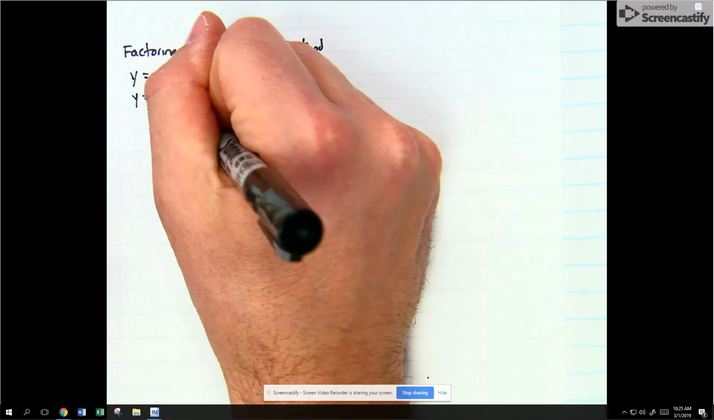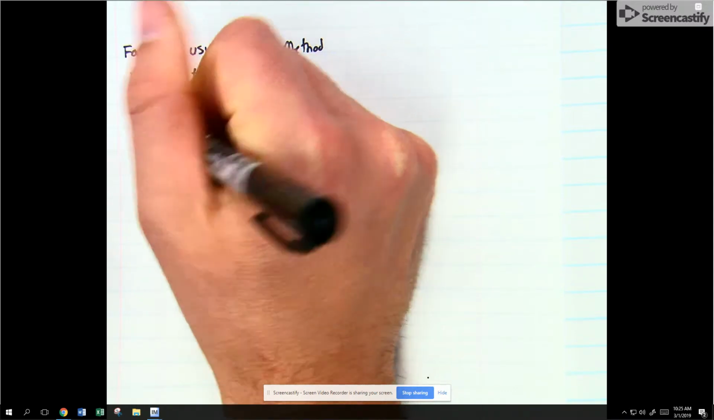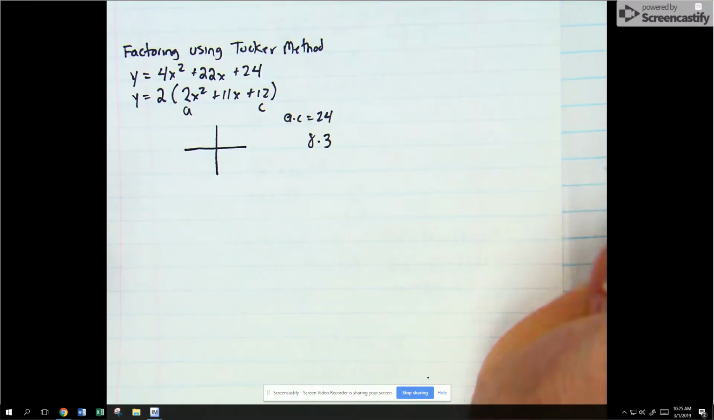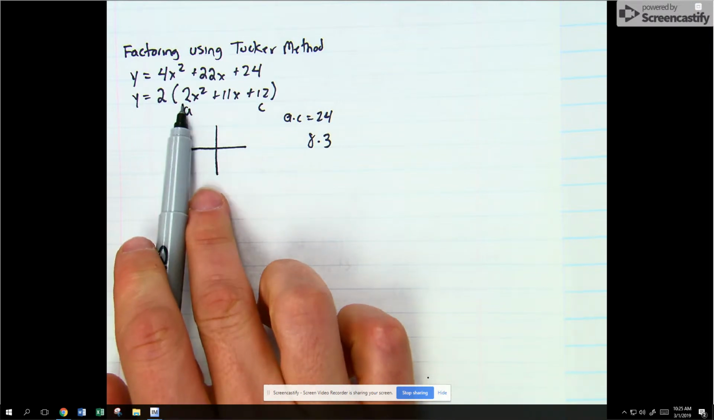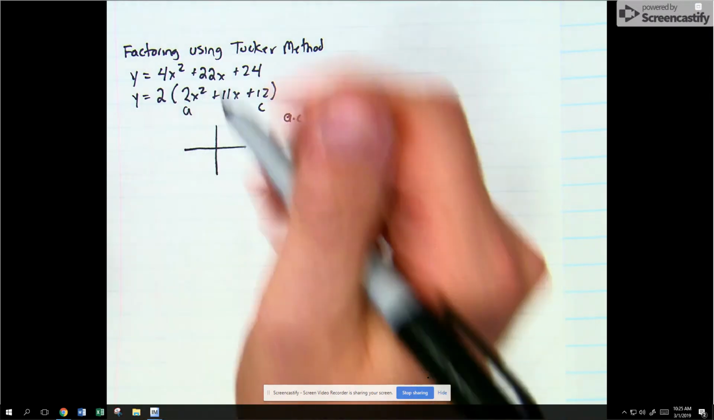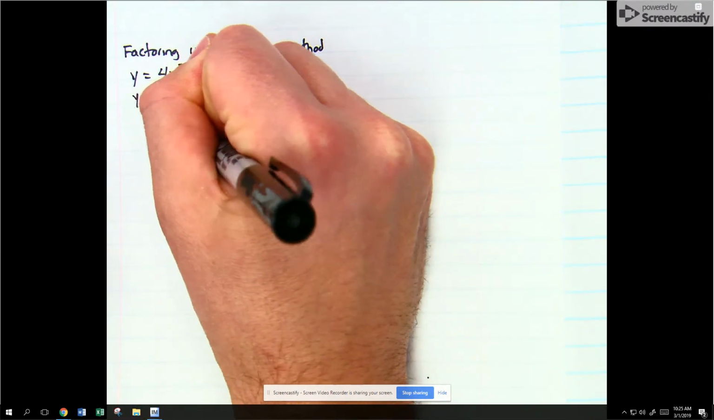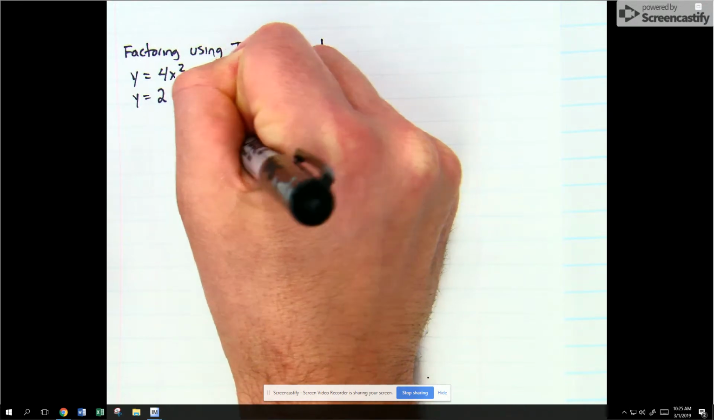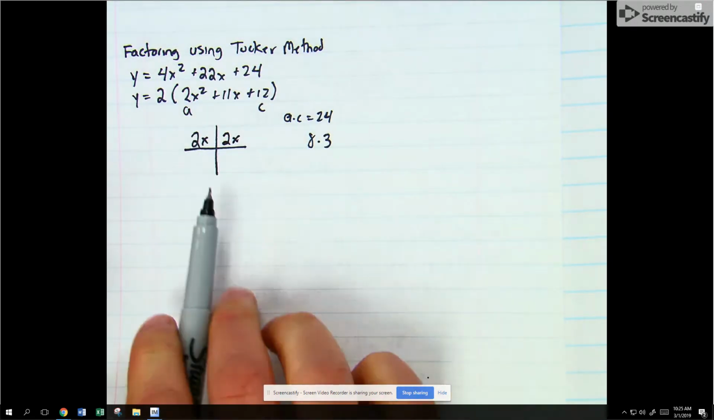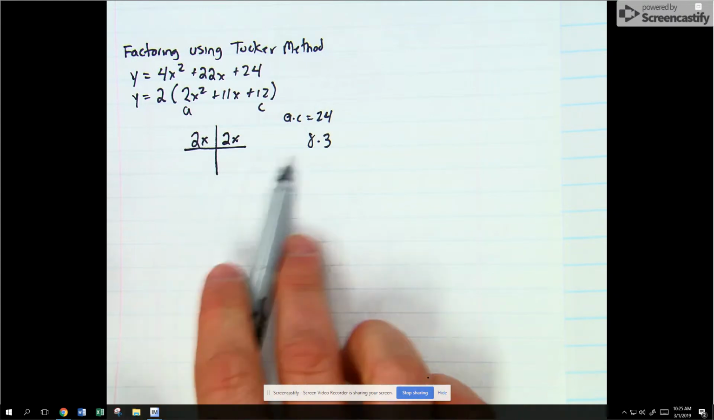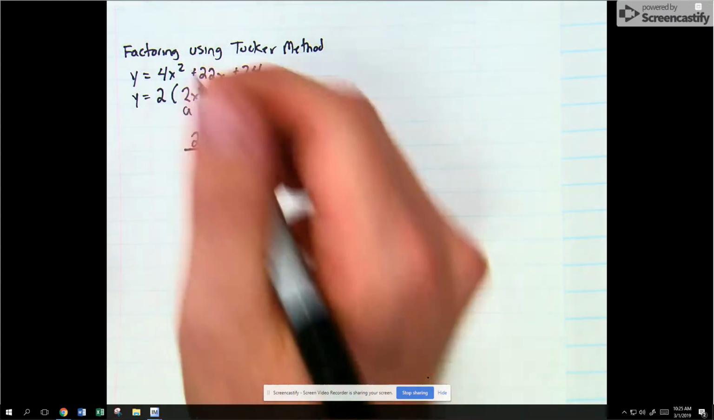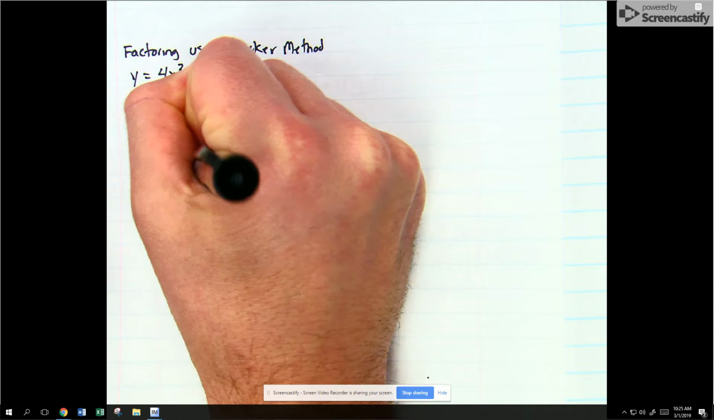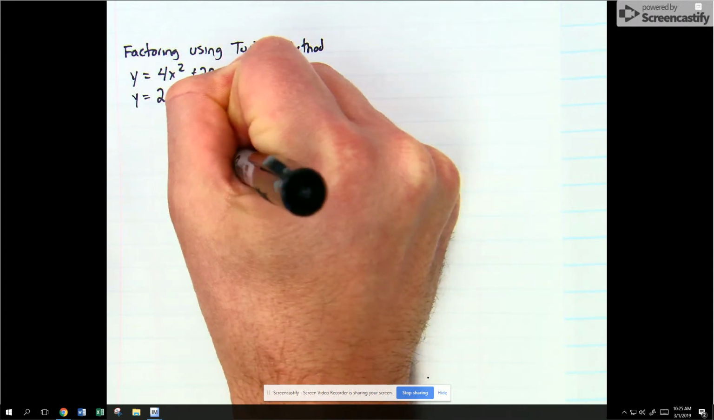So for the Tucker method, we make a nice t-chart. Since this is 2x squared, we're going to write 2x up top on both of the sides. Then on the bottom two boxes, you're going to write your factors 8 and 3. So plus 8, plus 3.